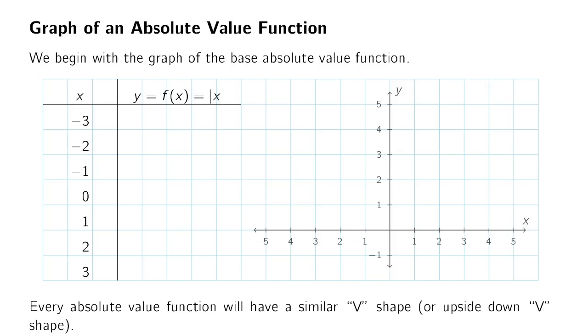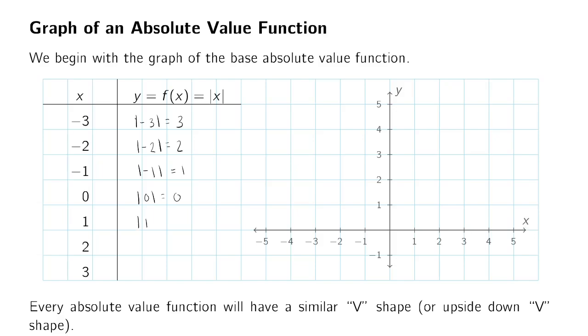So here we're taking f of x as just the absolute value of x. So that's just the base absolute value function. When x is -3, f of x is the absolute value of -3, which is 3. When x is -2, the absolute value of -2 is 2. When x is -1, f of x is the absolute value of -1, which is 1. When x is 0, f of x is the absolute value of 0, which is 0.